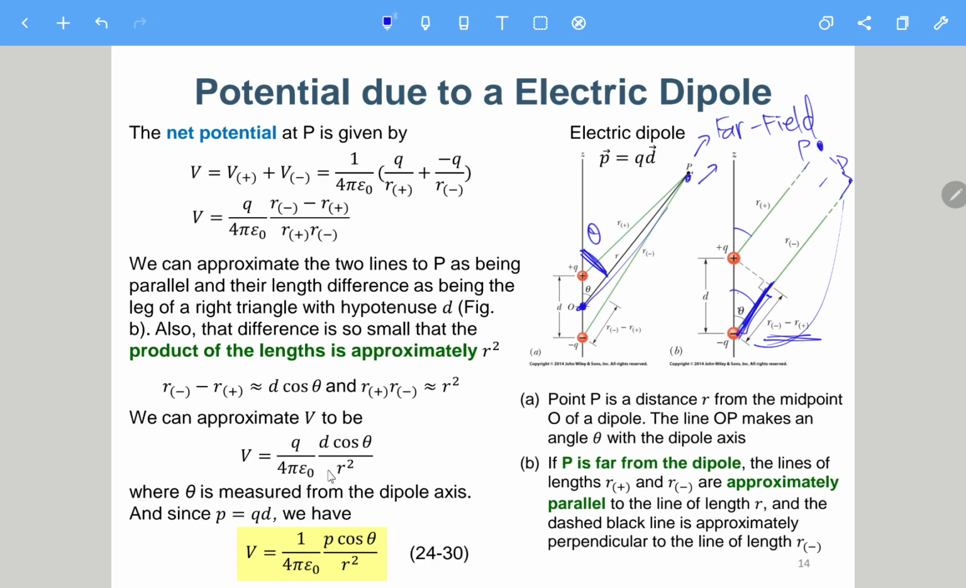Okay, and then we can just collect the terms. This is q, this is d. If you still remember, for the electric dipole moment, p should be q times d. So it turns out to be p times cosine of theta over r squared, then times 1 over 4 pi epsilon naught. So this is interesting.